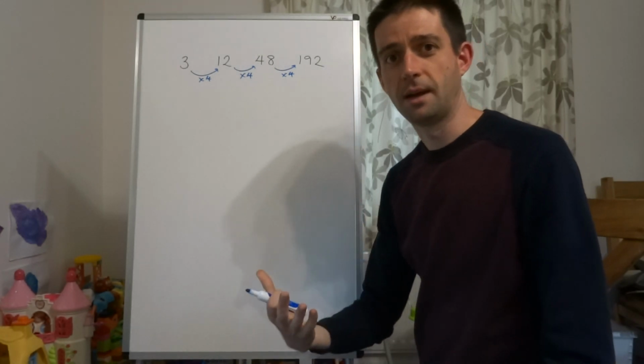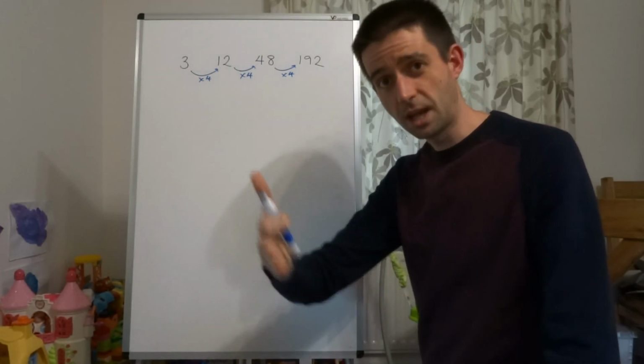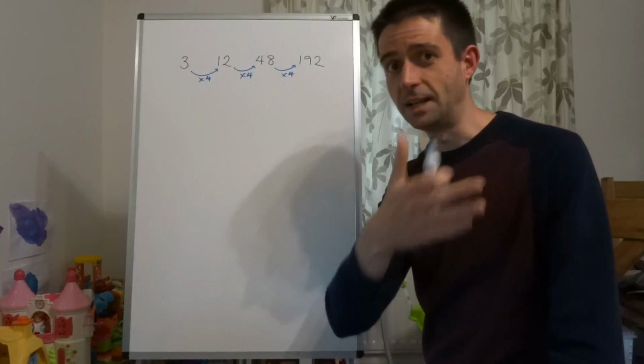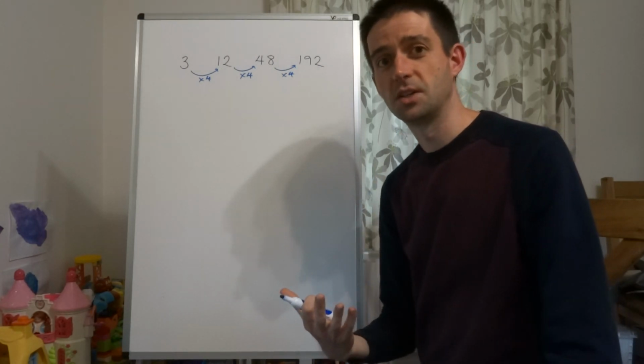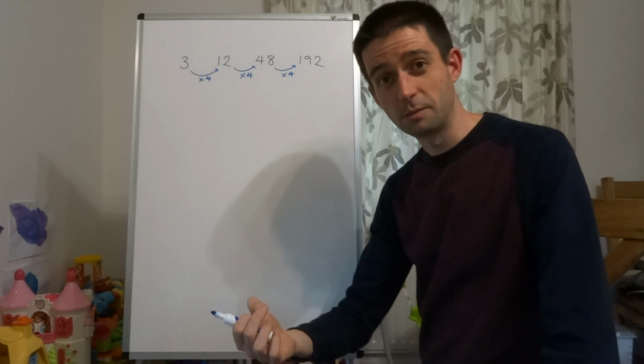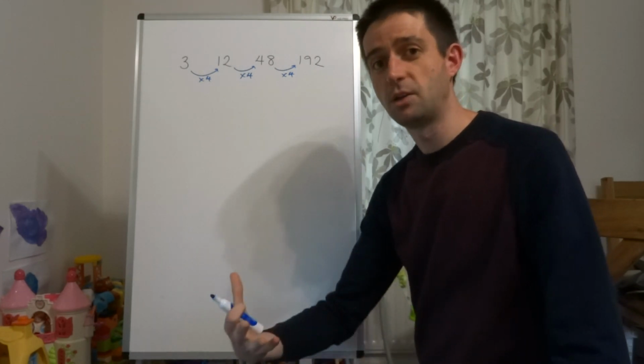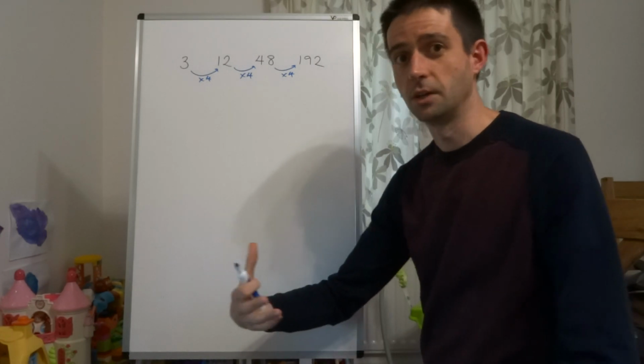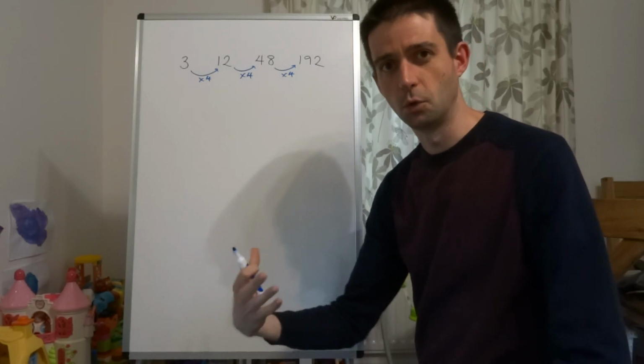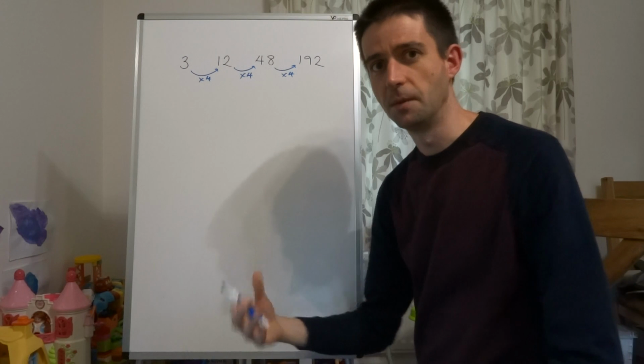So whenever you have a sequence where to get to the next term you're multiplying by a value, that is a geometric sequence. Okay, so different to an arithmetic sequence which goes up or down by the same number, a geometric sequence is about multiplying, so we call it a common ratio. I'll talk more about that in a moment.